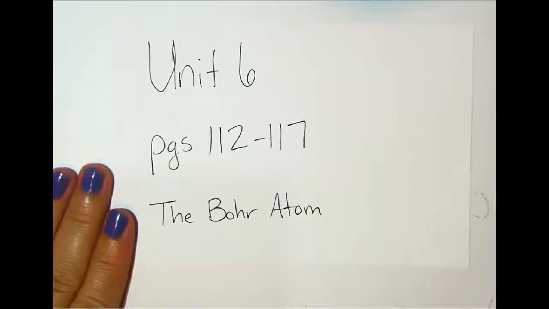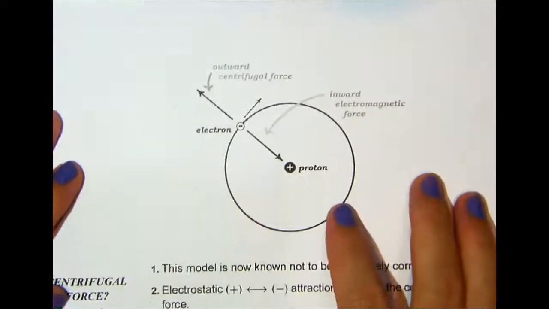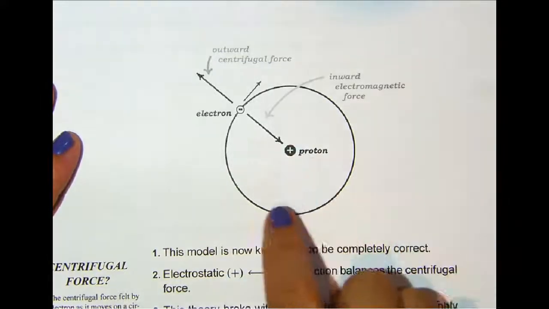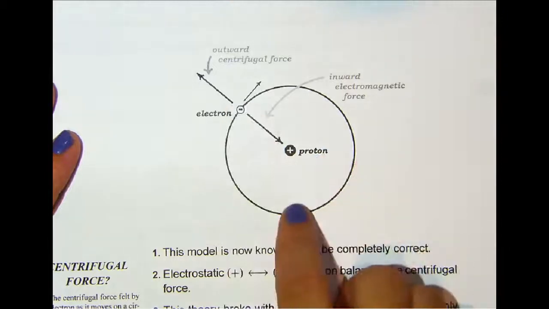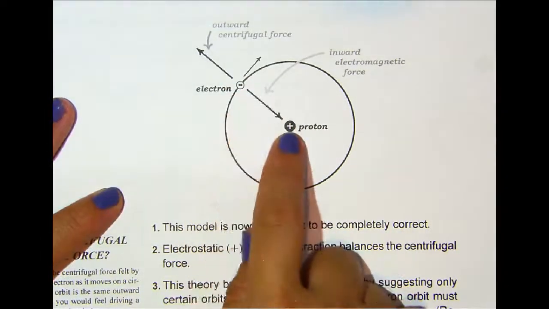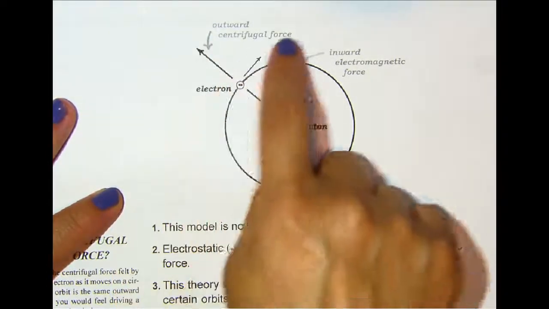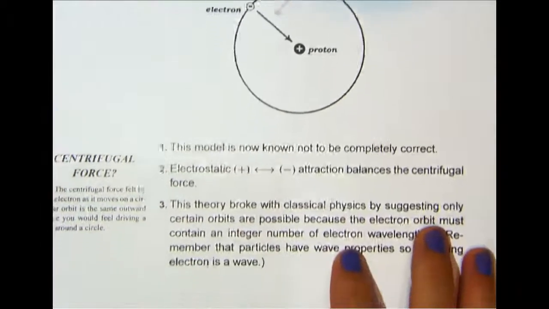Unit 6, pages 112 to 117, the Bohr model of the atom. Niels Bohr proposed the first modern model of the hydrogen atom, where he basically said electrons are moving around the nucleus as though planets orbit around the sun in very specific centrifugal orbits. And there's an inward electromagnetic force pulling towards the proton and an outward centrifugal force that the electron has as it is in motion that keeps it from moving towards the nucleus.